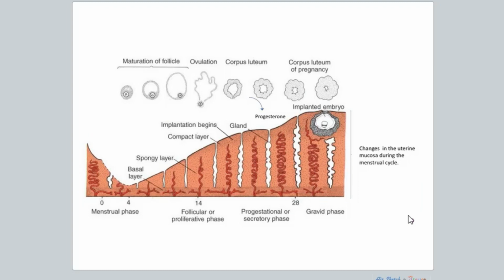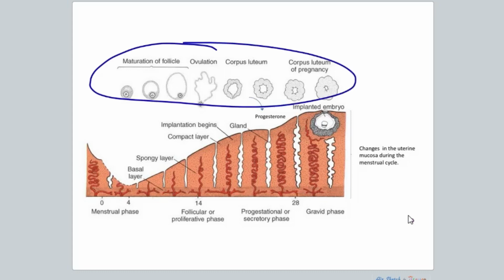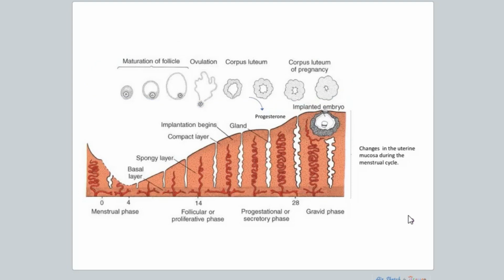All right, so this is the uterine mucosa right there. This is the mucous membrane, and these are the changes that it goes through as part of the 28-day menstrual cycle. And then this shows the ovary and what's going on with the ovulation of an egg. What the uterine mucosa needs to do is prepare for a potential embryo to implant. So here's an egg being ovulated, and if it gets fertilized, it's going to make its way down to the uterus and implant.